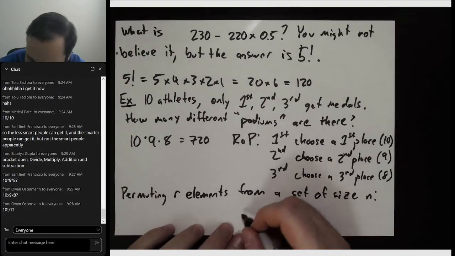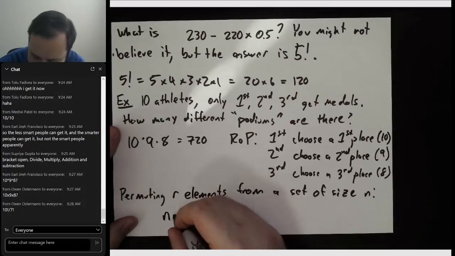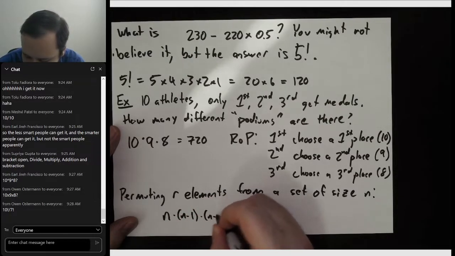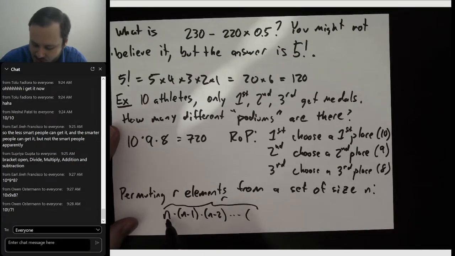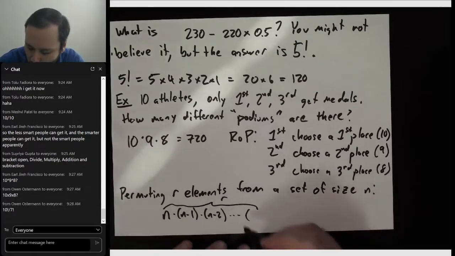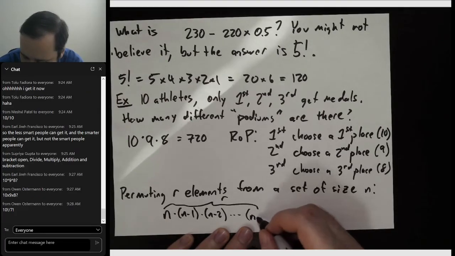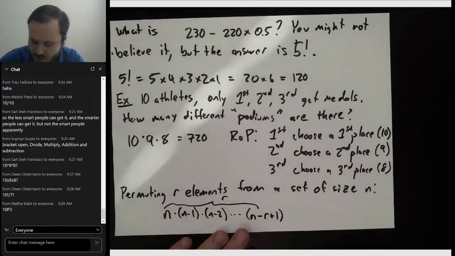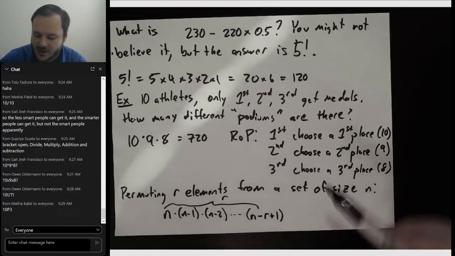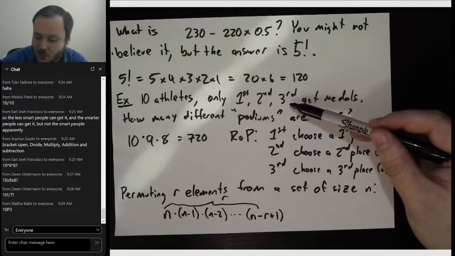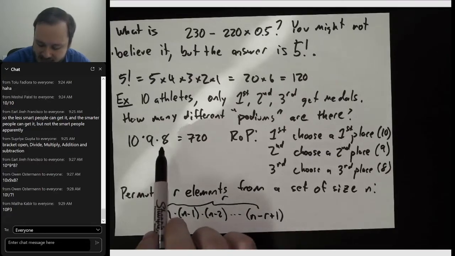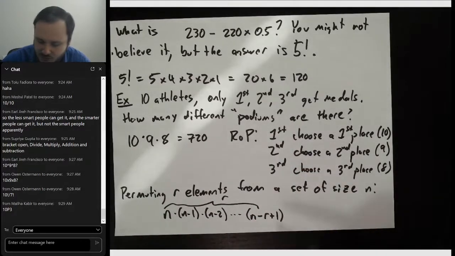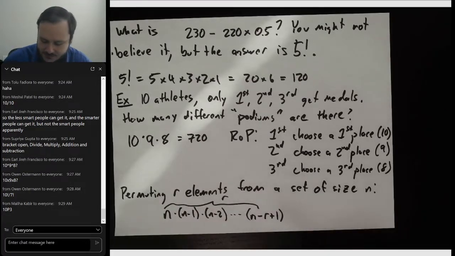We're going to say we want n times n minus 1 times n minus 2. We want to multiply together r things in total. So we start with n minus 0, n minus 1, n minus 2. In order to get r things total, we're going to go to n minus r plus 1. That's the last thing we multiply. Here we are multiplying 3 things. So 10 times 9 times 8. The last thing is 10 minus 3 is 7, plus 1. So we stop at 8.